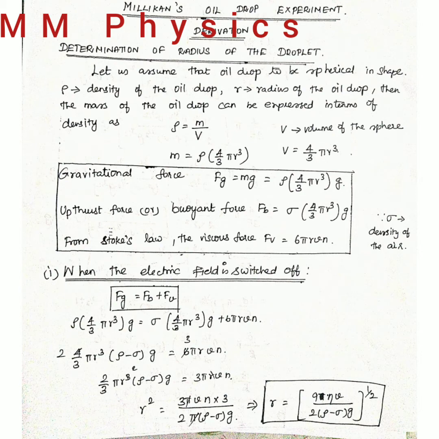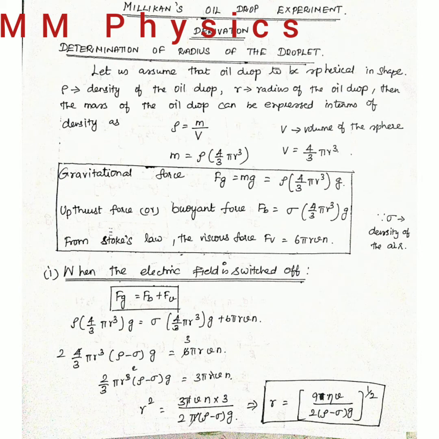Millikan's oil drop experiment, determination of the radius of the droplet. Here, we are considering the shape of the oil drop as spherical. So let us assume the oil drop to be spherical in shape. Then rho is the density of the oil drop and r is the radius of the oil drop.